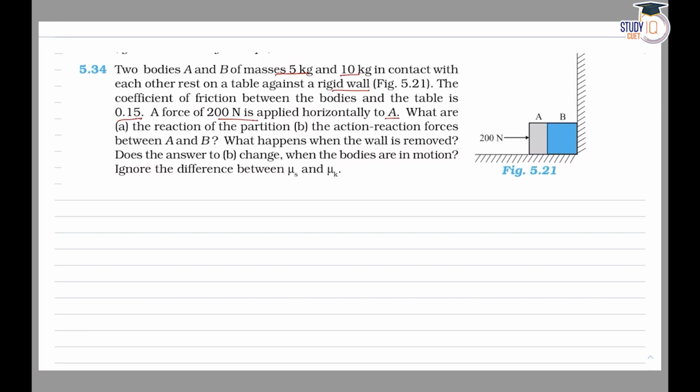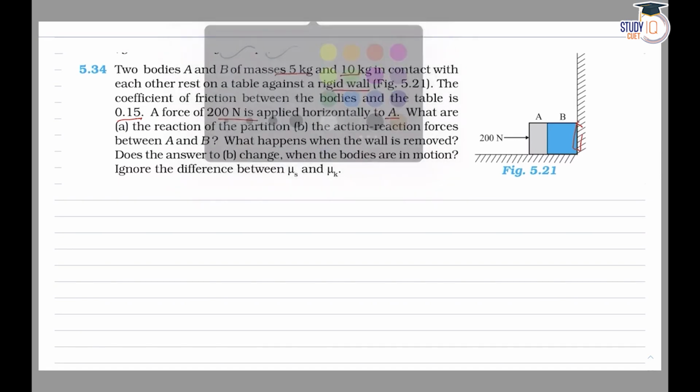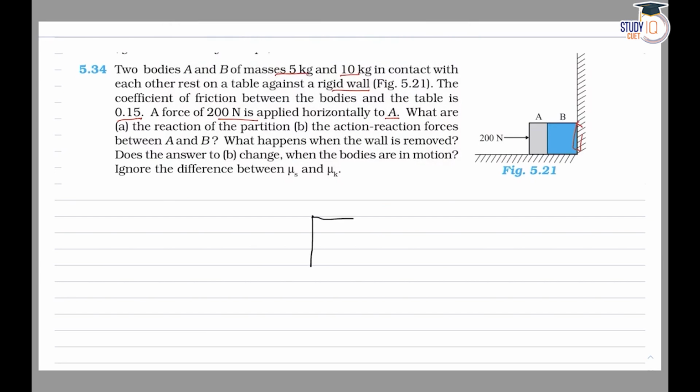The first part is asking about the reaction of the partition. What is the reaction of the partition, that is, the force exerted by this wall on the system? First of all, a force of 200 Newton is applied on the block and the friction tries to oppose it. So the friction will act with its maximum value and try to prevent it. If the force of friction is less than 200 Newton, in that case, the wall has to exert a force in the opposite direction to prevent the motion of the block.